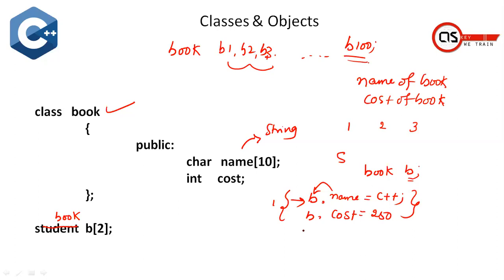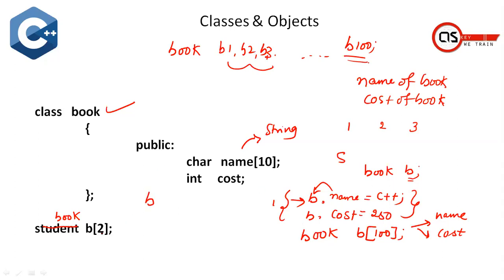So this is how you make your array of objects. If I would like to read information of 100 different books, I'm going to declare an object called B and make 100 books. This indicates that you are going to read information of 100 different books, that is the name of the book and the cost of the book. So here I have taken B of 2. So how do I read this? This is very simple. We take the help of an index.